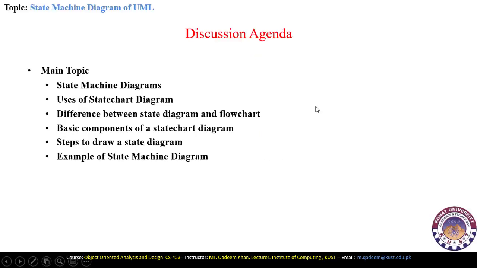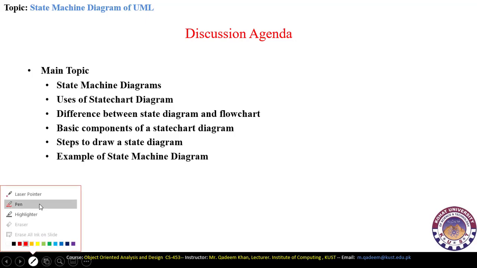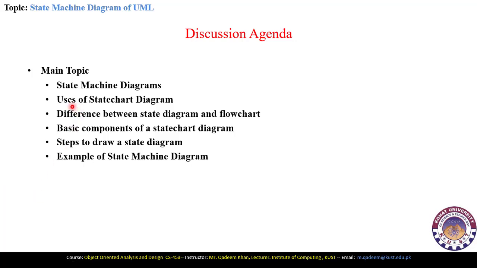This is the discussion agenda. It contains the different topics relevant to the state machine diagrams. First of all, we will define what the state machine diagram is. Then we have the uses of the state chart diagrams. State charts and state machines are two similar things, just with a difference in their names. State chart is also used for the state machines.